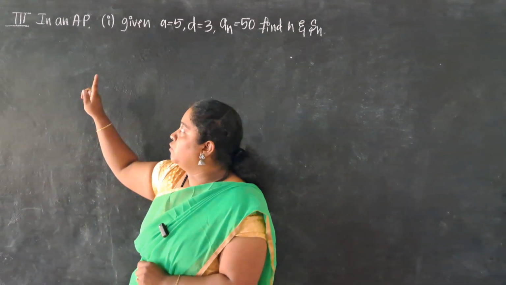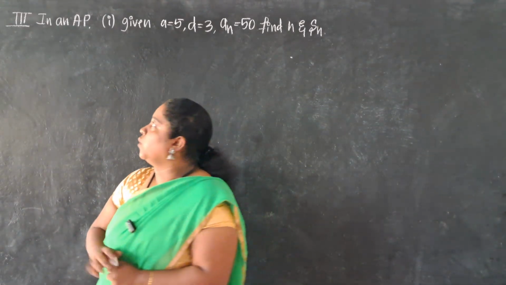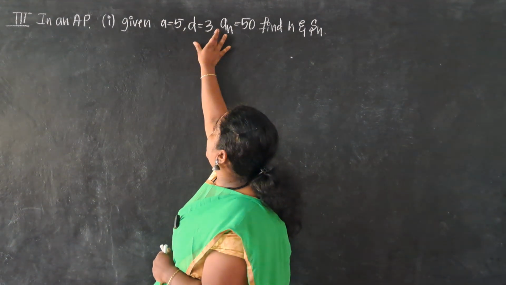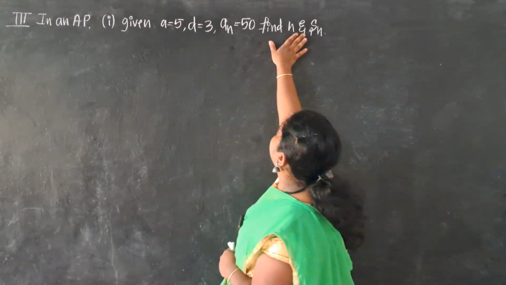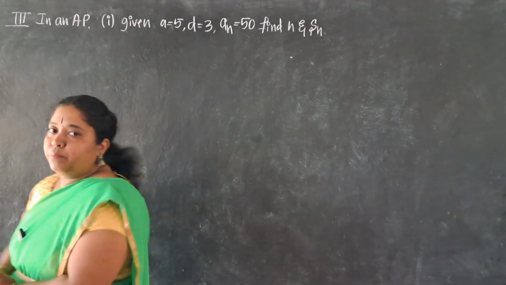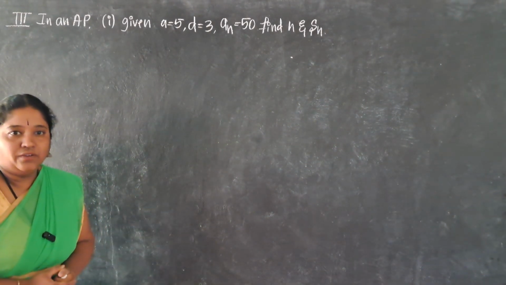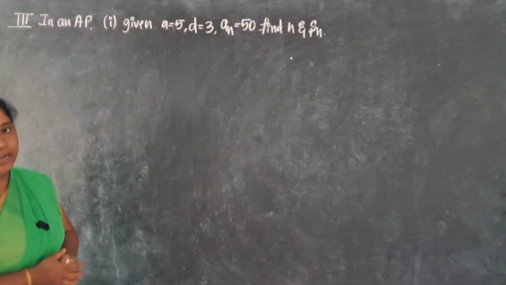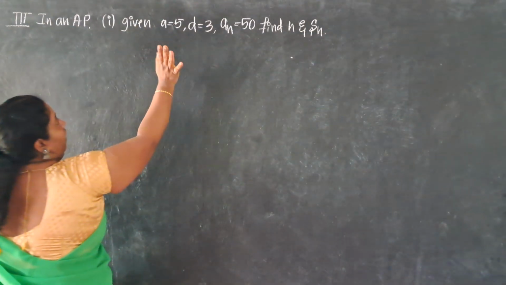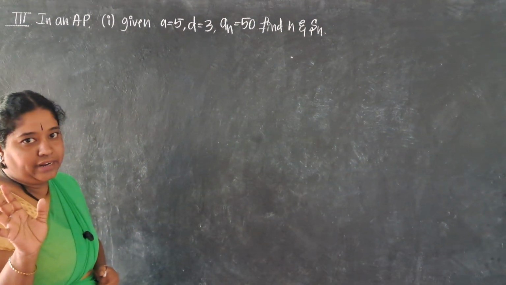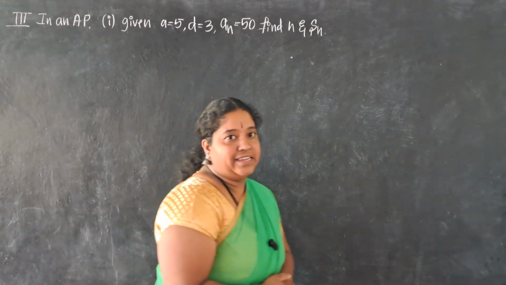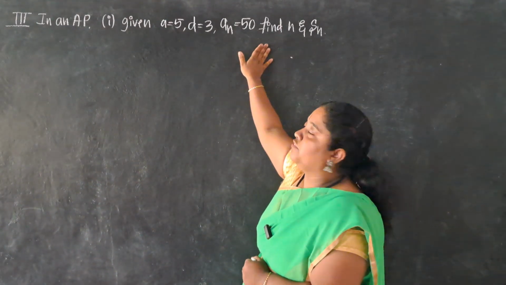Now we'll move to the third question, and it says that in an AP, given that a is equal to 5, d is equal to 3, an is equal to 50, find n and Sn. You are provided with the required values and you have to find n and Sn. First understand what they have provided: given a is equal to 5, the first term has been provided. d is equal to 3, the common difference is given, and an is provided, that is 50.